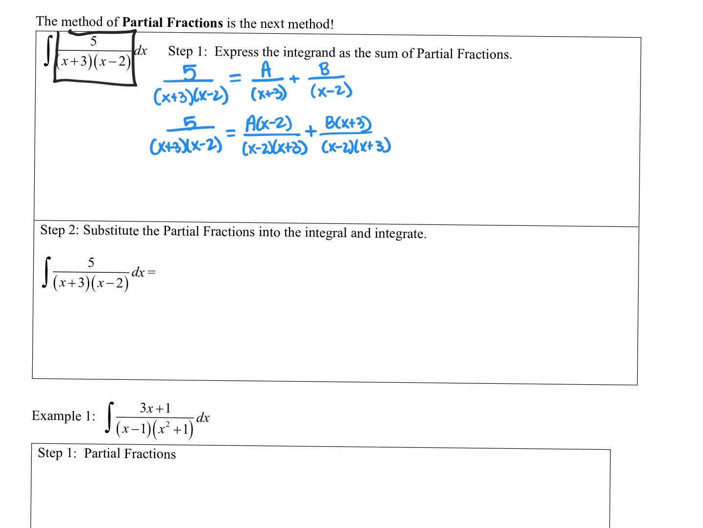Now we can add these two fractions together by adding their numerators. So A times X minus 2 plus B times X plus 3, since they have a common denominator, that denominator just stays. And this will be equal to 5 over X plus 3 times X minus 2.